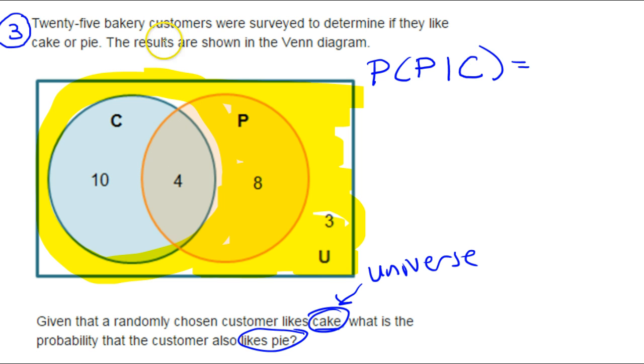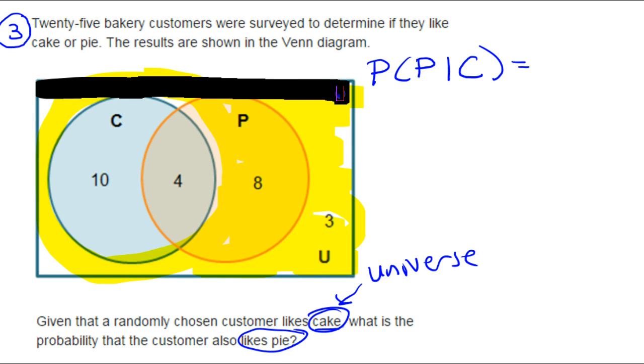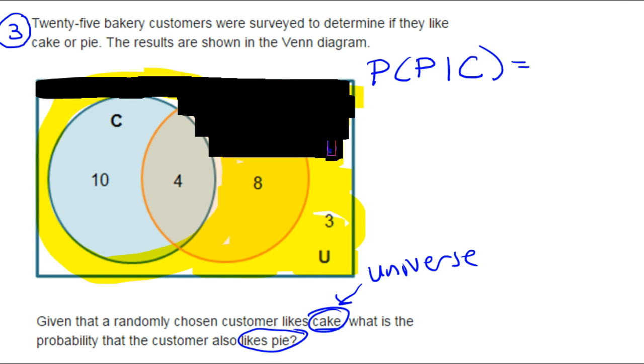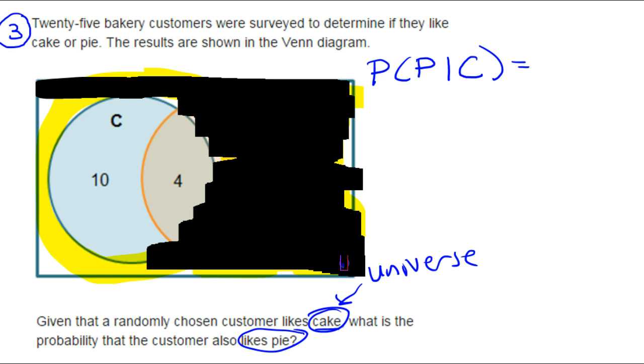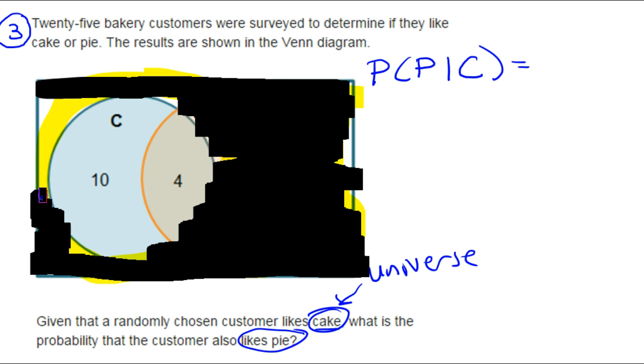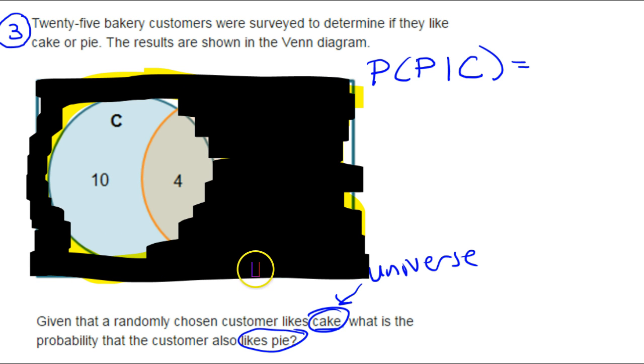Now, and you know what, I'm going to make this more dramatic for a second. Can I do highlighter in black, I wonder? Oh yeah, look at that. So, we're given that the person likes cake. So I'm going to black out everything else and just focus on the people who like cake.